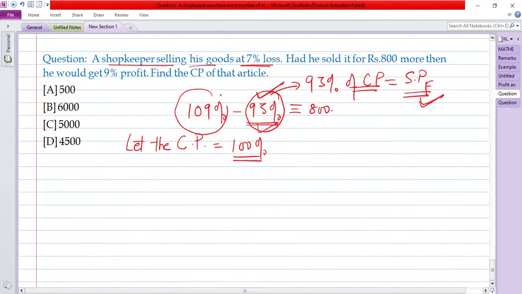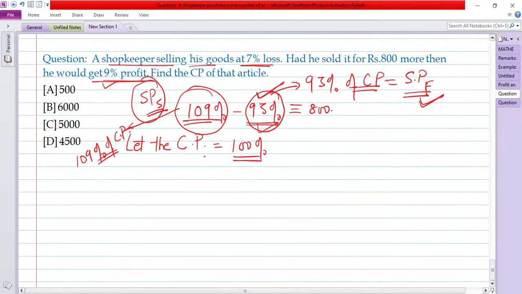And what is this 109%? Obviously, this is the second selling price, for 9% profit. So this is the second selling price. Once again, obviously, this is 109% of the cost price.